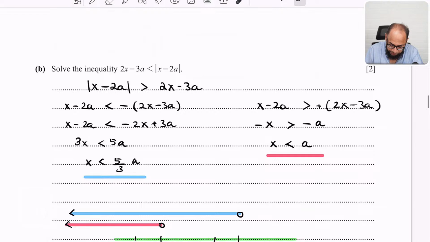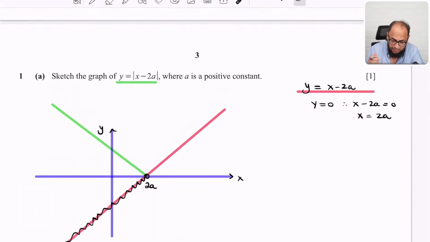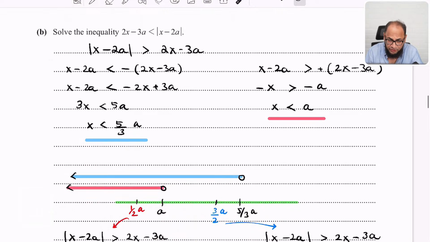Now the second part says solve the inequality 2x minus 3a is less than modulus of x minus 2a. The first thing I want to emphasize is that the examiner will never force a way that you have to follow. It will simply ask that you draw the first part as a graph. That was the requirement. No one is saying that you should solve the second part with the graph also. With unknown values like this, it is kind of tricky to draw this. So I'll just apply the basic algebra way. Let me do it algebraically.